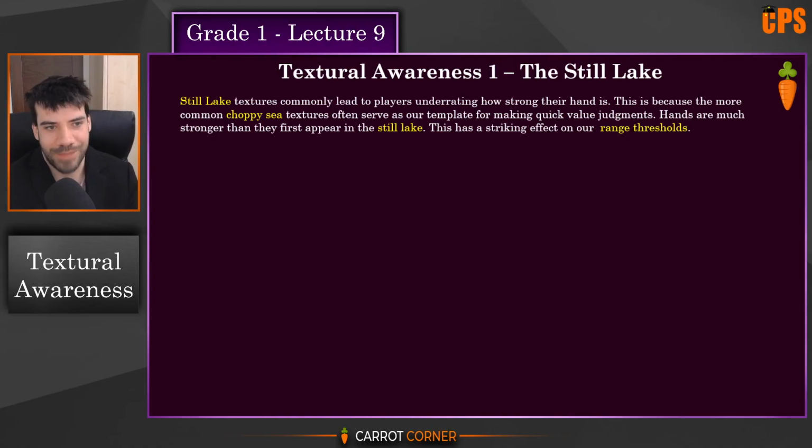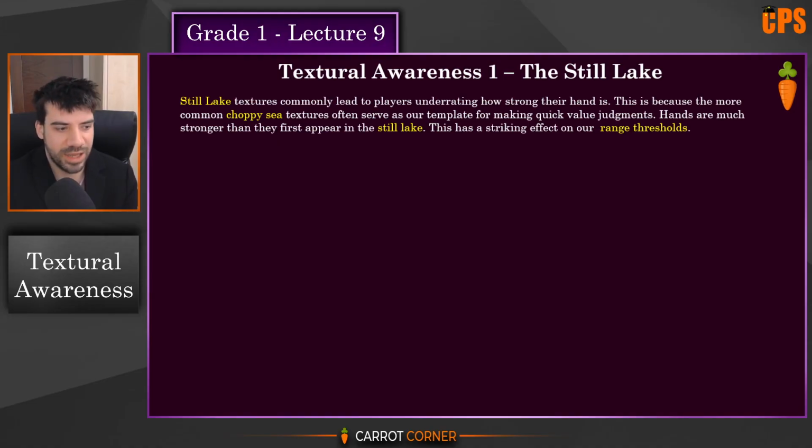It's really hard to have a really bad hand, just as it's really hard to have a really good hand, right? So it's really hard for a texture to be extremely impactful, just as it's very hard for it to be extremely still and quiet and innocuous. So actually, the most common by far is the choppy sea, the average texture. So they often serve as our template for making quick value judgments, as we saw before with the dandelion and snake thought experiment. And hands that are much stronger than they first appear are really where people fall down. So actually missing thin value bets, missing bluff catches, that sort of thing, maybe even bluffing too high up into the showdown value. These are all the kind of mistakes that are made in still lake textures.